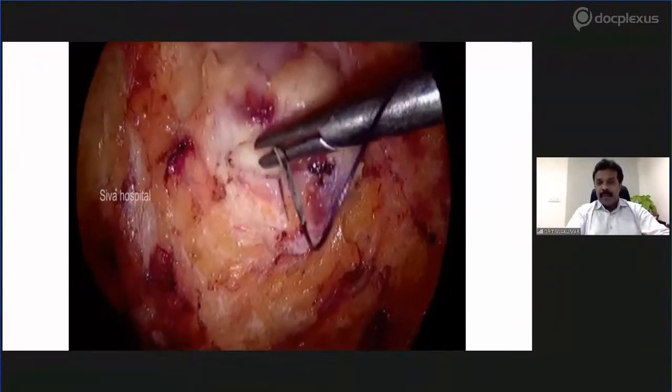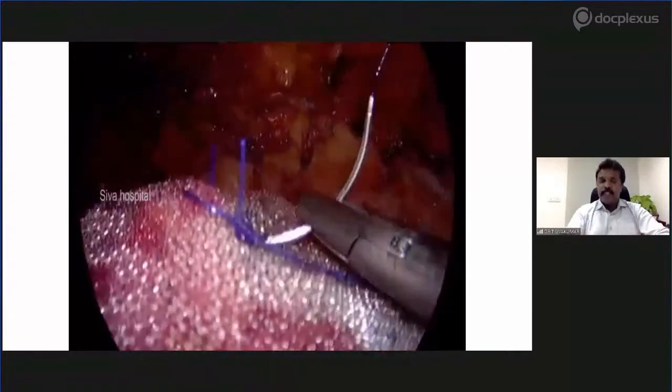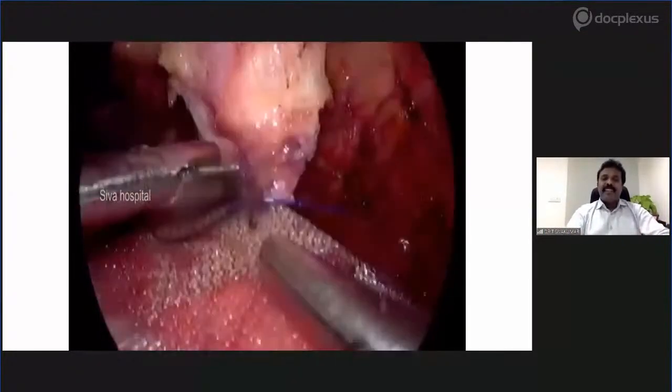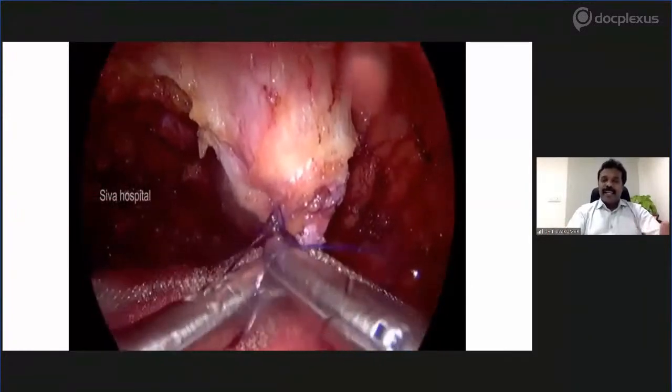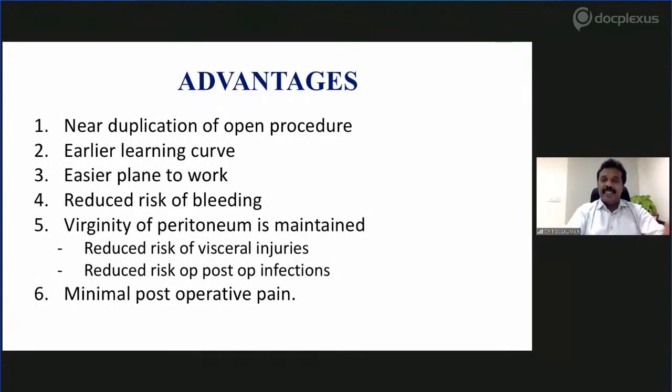Then I'm just fixing the umbilicus to the mesh or the rectus sheath to create the umbilicus again. We should be careful here. We should not take it into the skin, because then there is a chance of necrosis around that place.